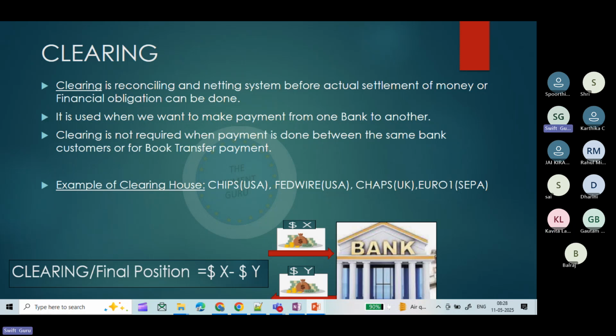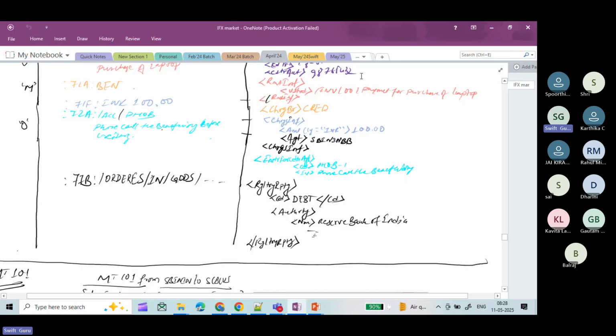All right. So clearing basically is a reconciling and netting system before the actual settlement or money movement happens, right? So when I say the actual reconciling or netting system, what exactly does it mean? Netting means just to know about your positions. To explain it, I'll take a basic example.